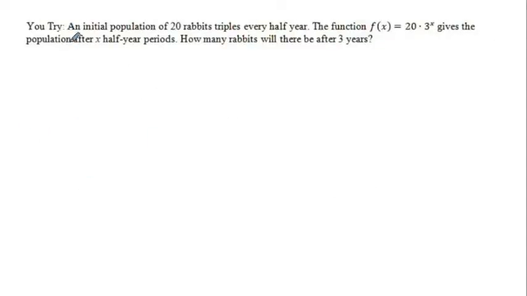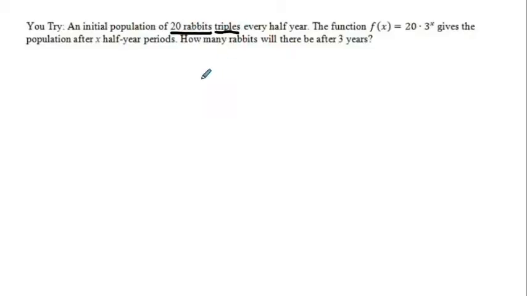All right, moving on to our next one. Initial population of 20 rabbits triples every half year. The function f of x equals 20 times 3 to the power x, where x is the number of half year periods. In these problems, typically it's because rabbits are known for reproducing quickly. So if it's a rabbit question, it's probably going to be an exponential growth question. Just understanding what rabbits are known for.